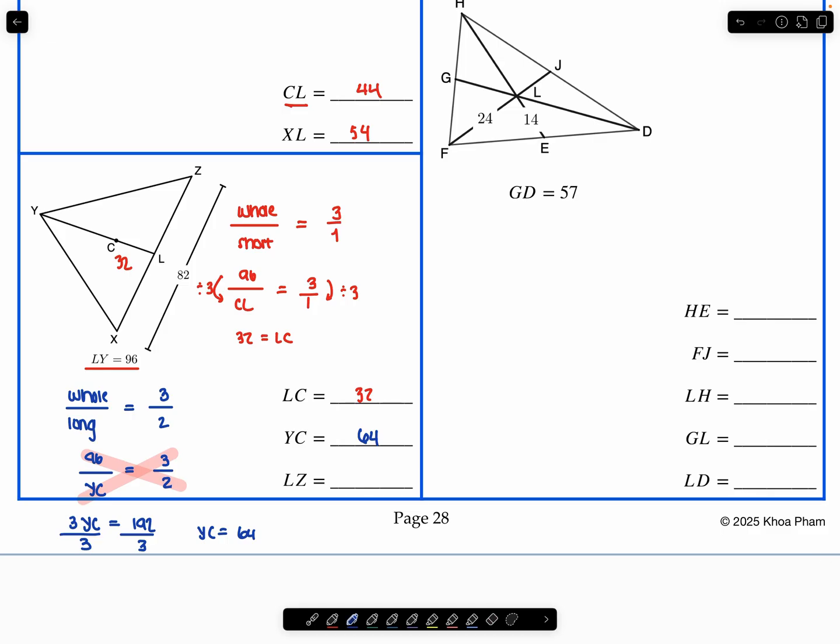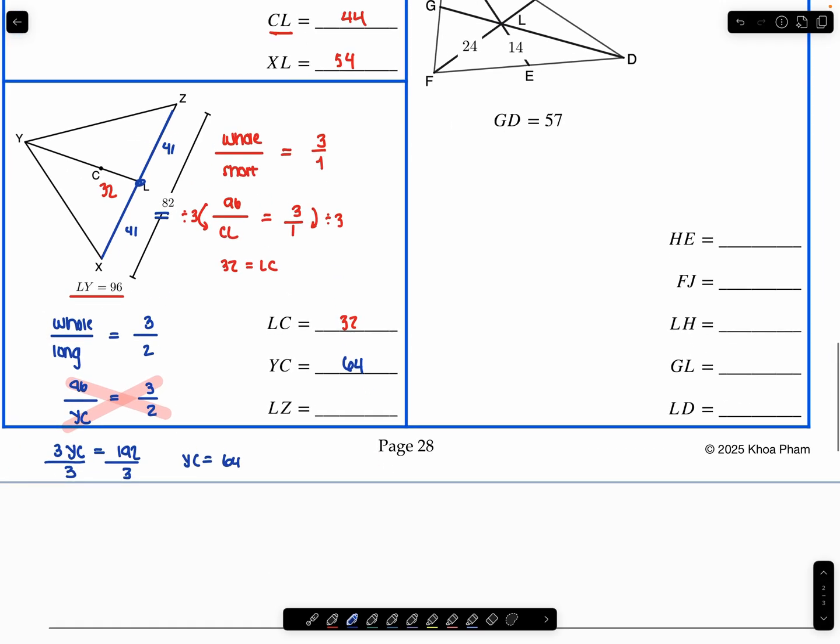And lastly, we have LZ. We know that this entire length on this side here is 82, with L being the midpoint. And so we split that in half. This is 41. That's 41. So LC is 41.